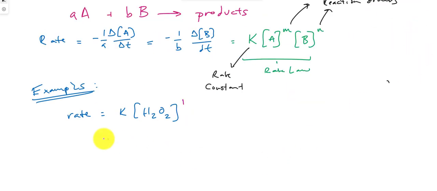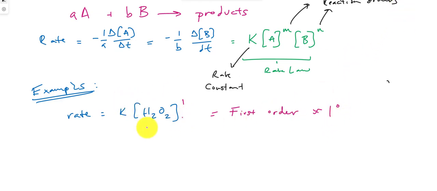So let's look at a couple examples. The first one here is the decomposition of H2O2, which we've talked about in the past. The rate expression for that, experimentally determined, is that the rate is equal to that constant, which is independent of concentration, just a fixed number, times the concentration of H2O2 raised to the first power. So the overall reaction is called first order because of that exponent equal to 1. You'll often see me either write first order, or sometimes just write 1 with a degree sign here, which indicates a first order reaction.